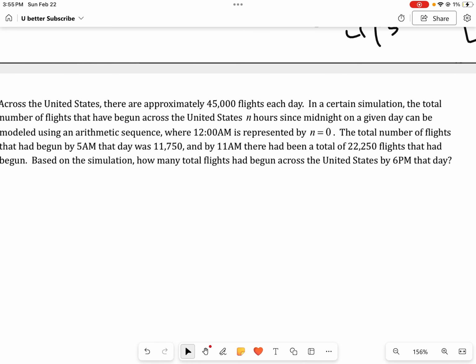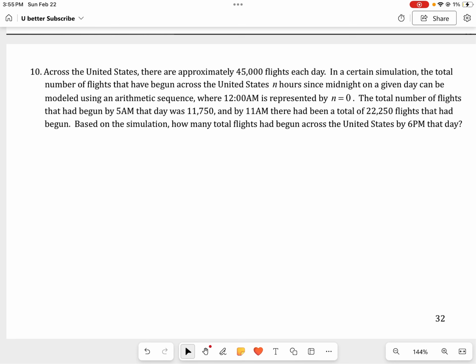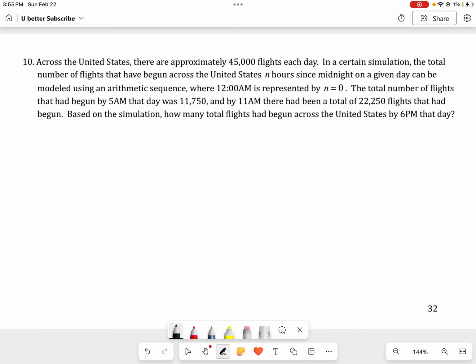So this one right here, the last one, it's an application problem. Word problem, application problem, whatever you call it. So it says that across the United States, there are approximately 45,000 flights each day. In a certain simulation, total number of flights begun n hours since midnight.